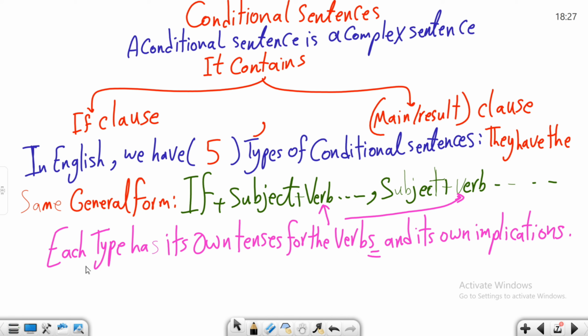Now, we said, my friends, that although all of the 5 types of conditional sentences have the same form, which we have discussed before, still they are different in terms of the tenses of the verbs. And this doesn't mean that they are only different in terms of the time the conditions happen or will happen. There are other things also to be taken into consideration.